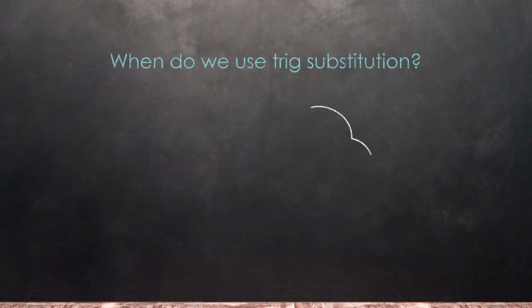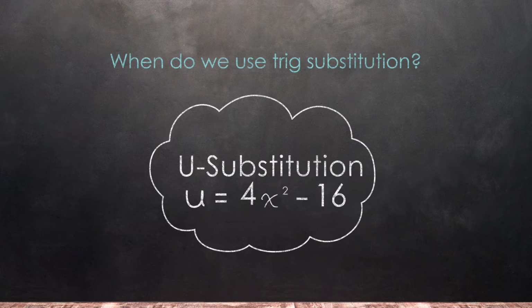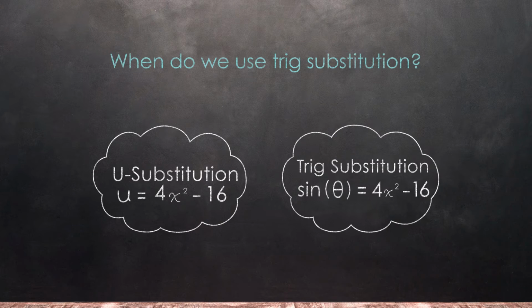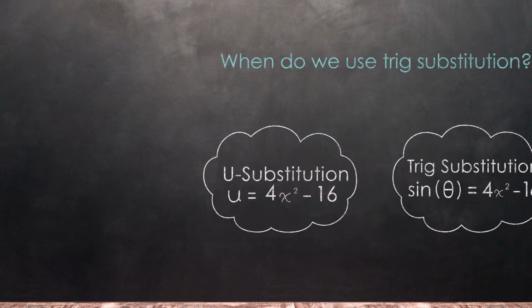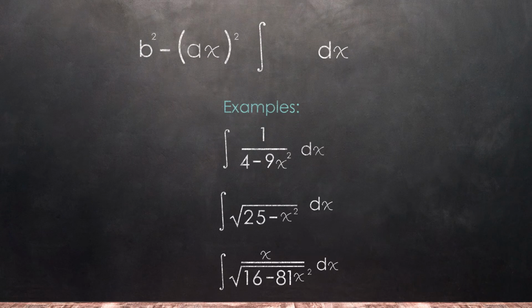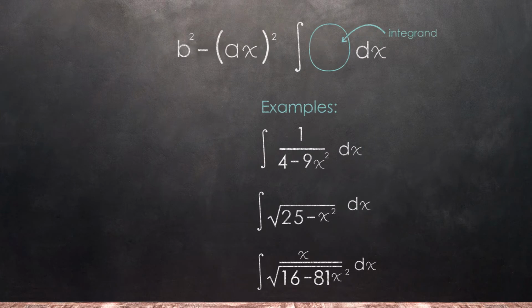Trigonometric substitution works similarly to the regular u substitution, except instead of substituting an expression for a variable u, we use a trig function. Let's look at some of the scenarios in which it is best to use trig substitution. One of the circumstances where we typically use trig substitution is when a difference of squares of the form b squared minus ax squared is embedded in the integrand.